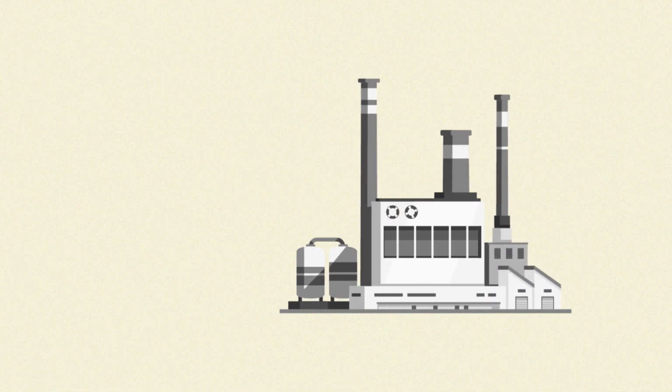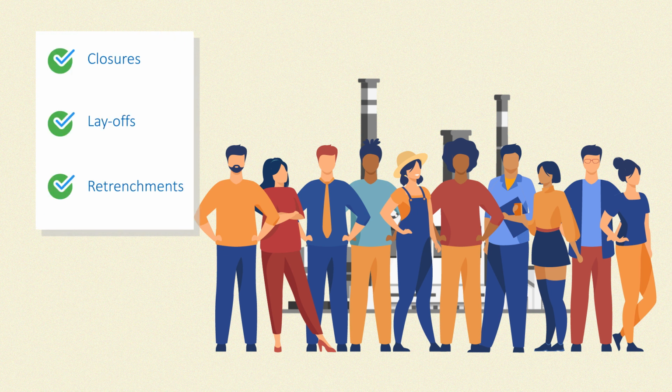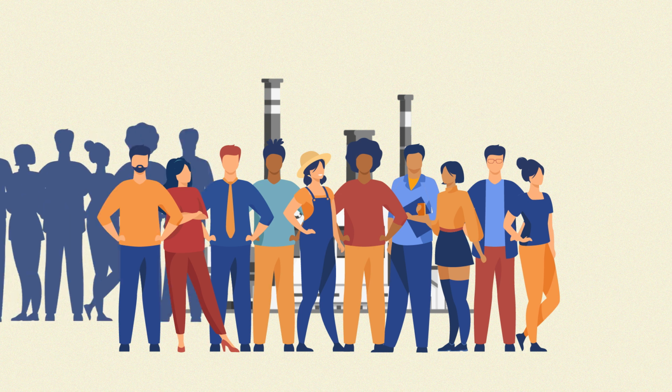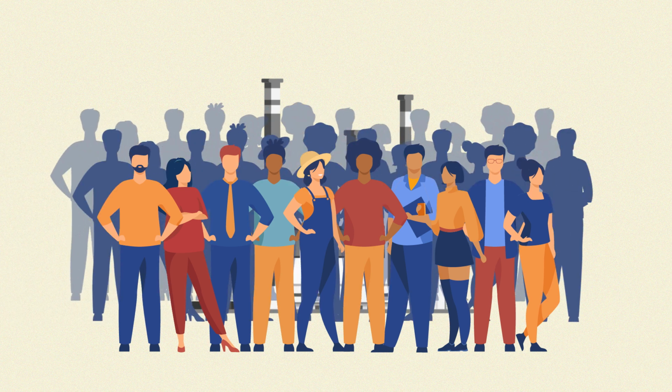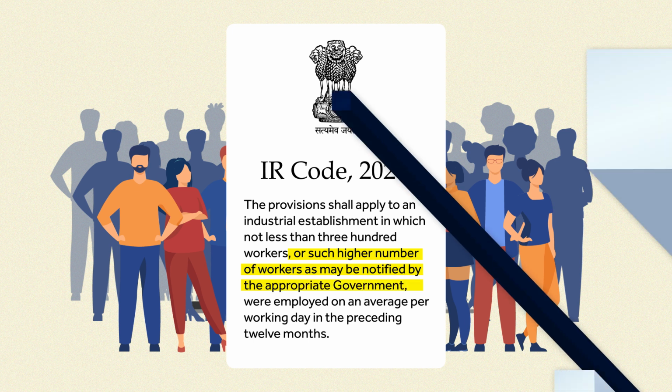Today, industrial establishments hiring 100 or more workers need government permission for closure, layoffs, or retrenchments. The Industrial Relations Code raises this to 300 and allows the government to further increase this limit by notification.